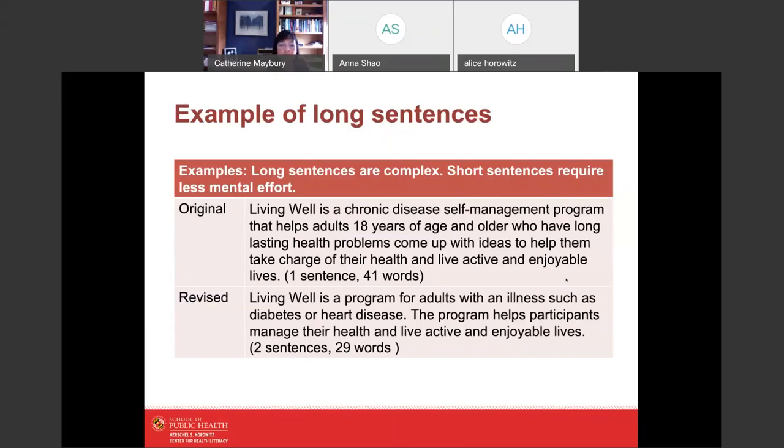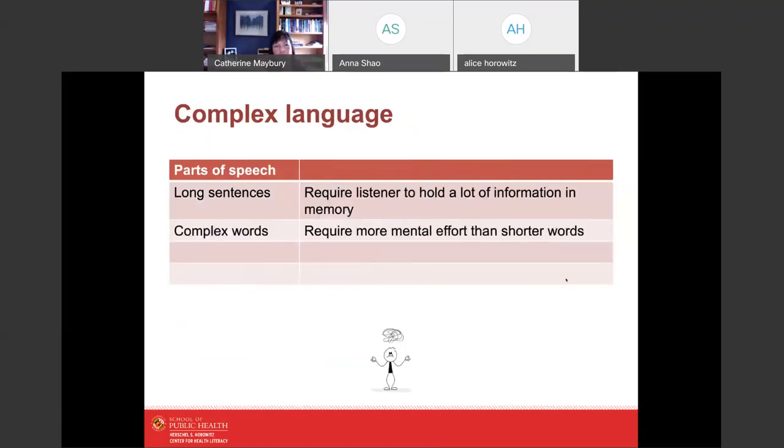And we revise that as: Living Well is a program for adults with an illness such as diabetes or heart disease. The program helps participants manage their health and live active, enjoyable lives. So we have two sentences and 29 words. The point that we're showing you here is if you were to say that first sentence, it's long, it's complex, and it requires more mental effort to process. Another example of complex language are complex words, or words with multiple syllables. And they simply require more effort than shorter words.